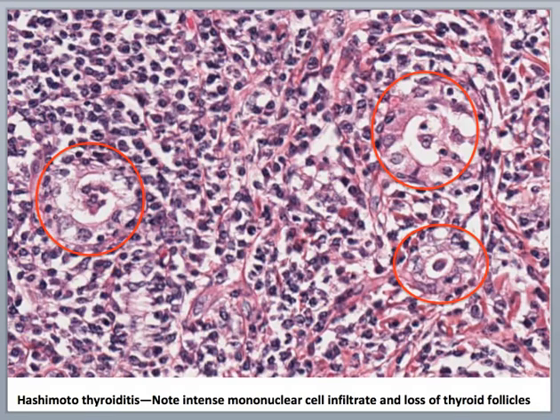This is just a higher magnification of the same image. Again, I circled the atrophic thyroid follicles. Note that there's no colloid in these follicles at all. And the infiltrate in between, I think you can pick out plasma cells and lymphocytes.